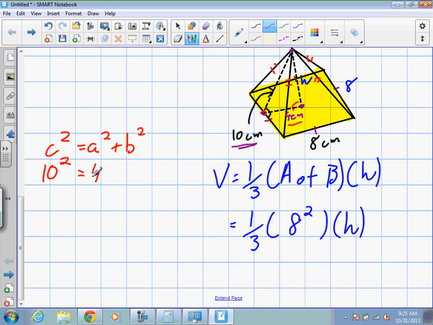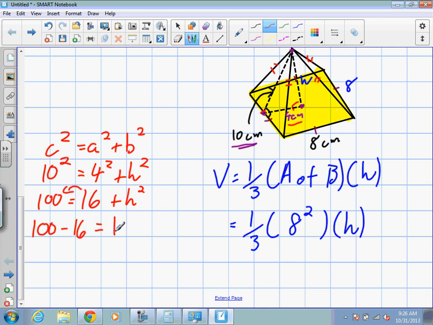And b is our unknown, so we'll replace it with h, because h is the height we need to find. What is 10 squared? And 4 squared? And h squared? To isolate h, what do we have to do? That's right. Let's move 16 to the other side, so it becomes 100 subtracted by 16 is equal to h squared.